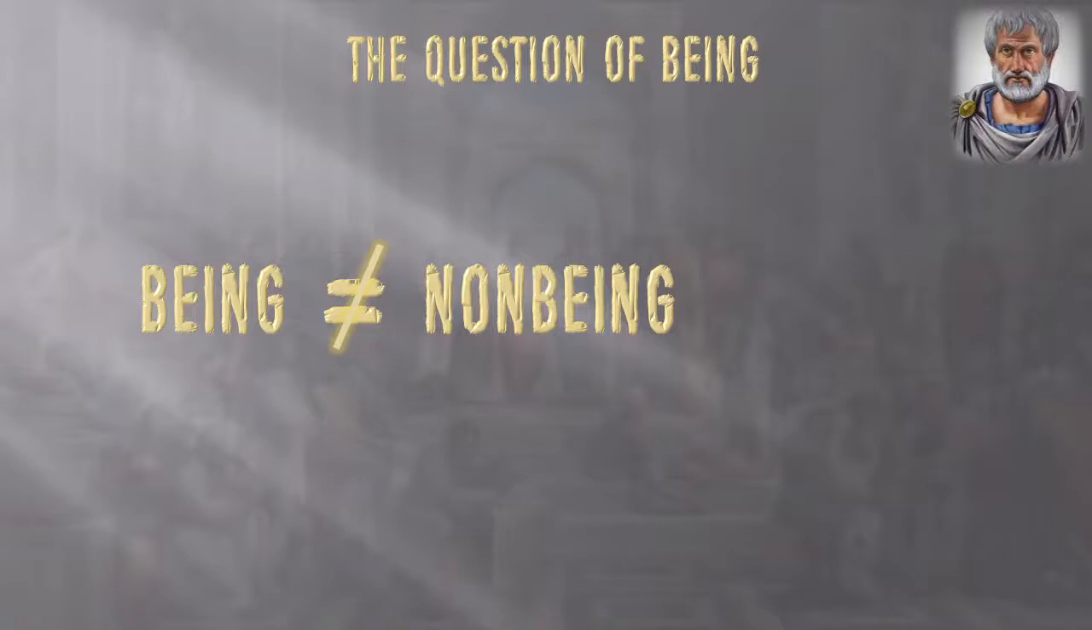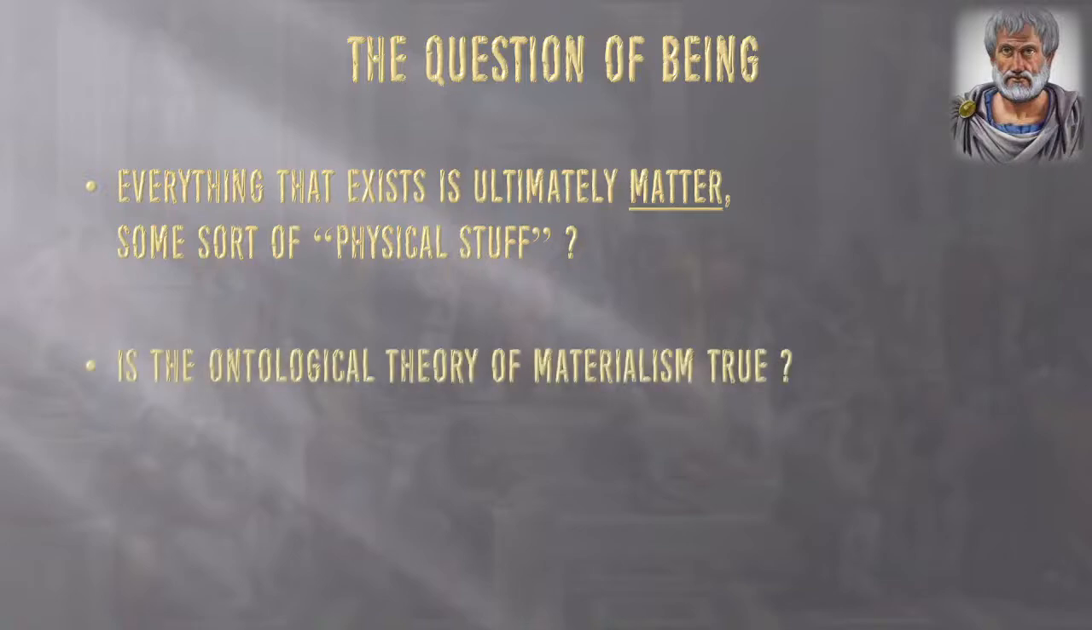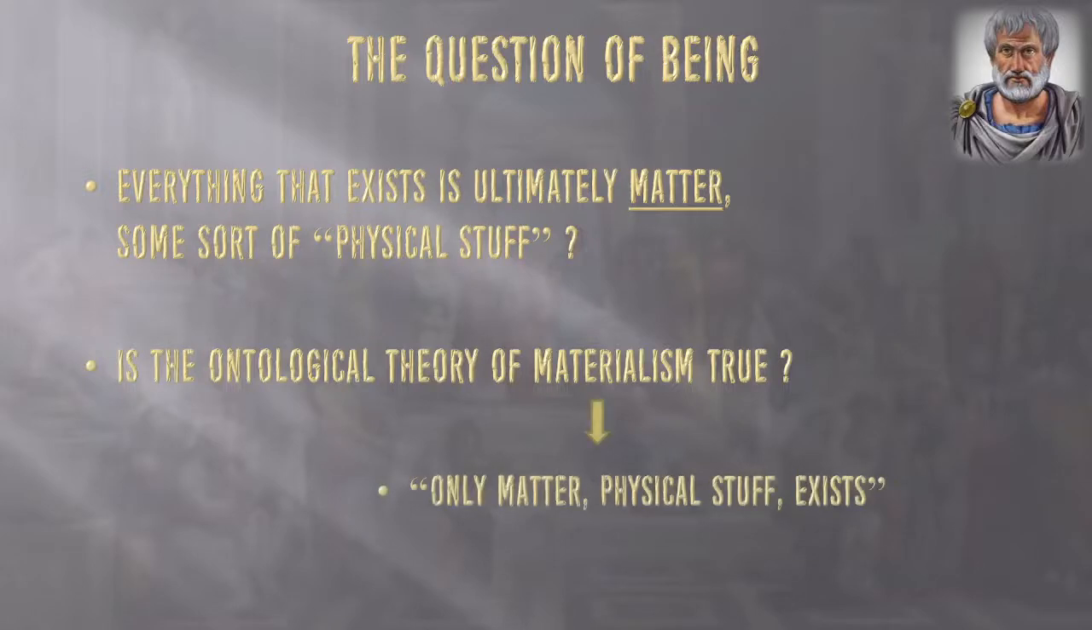So the question we see is full of deep and penetrating inexplicability, the nature of being and the meaning of being. And so perhaps it would all be much simpler if we adopt a very simplistic metaphysics that says, well, everything that exists is ultimately just matter, some sort of physical stuff. That's all that exists, right? The stuff that we can perceive, the stuff that we can sense, the stuff that we can behold. In other words, we're asking, is the ontological theory of materialism true, the view that only matter, only physical stuff exists?